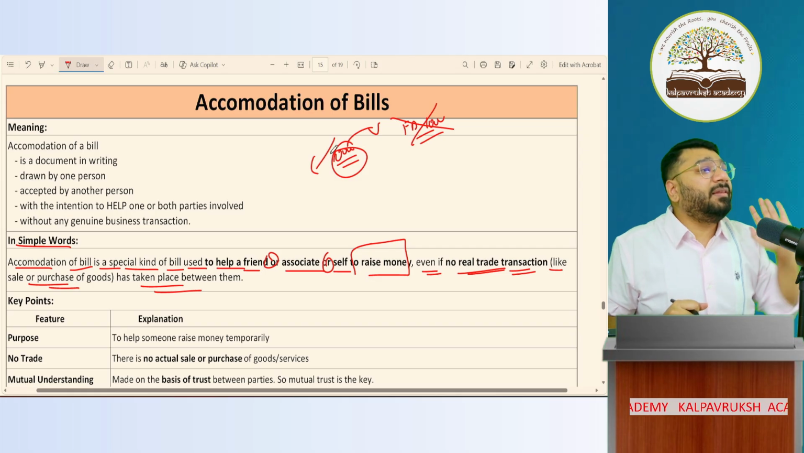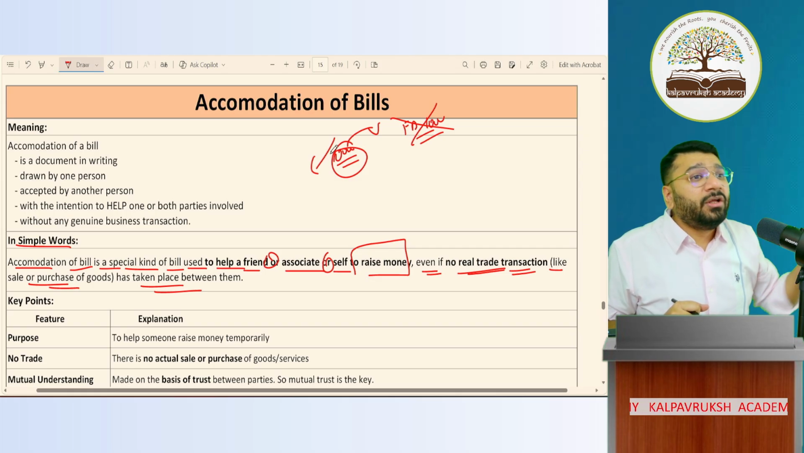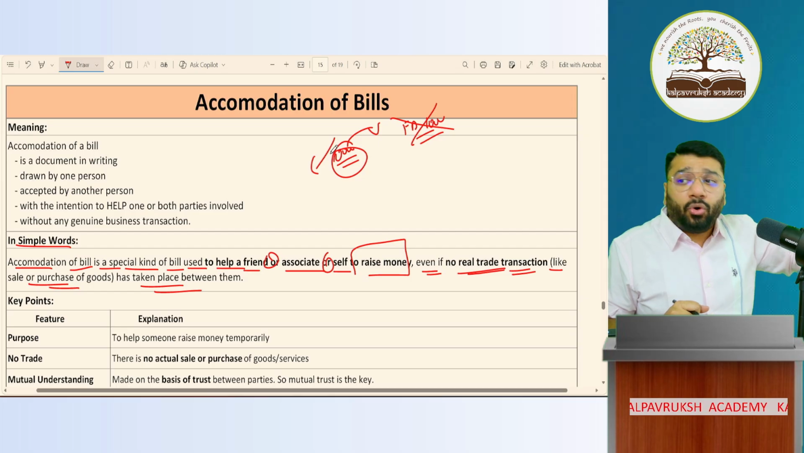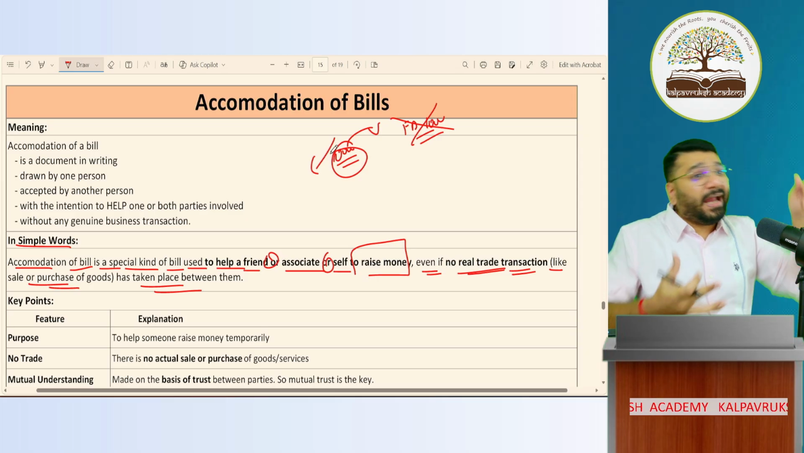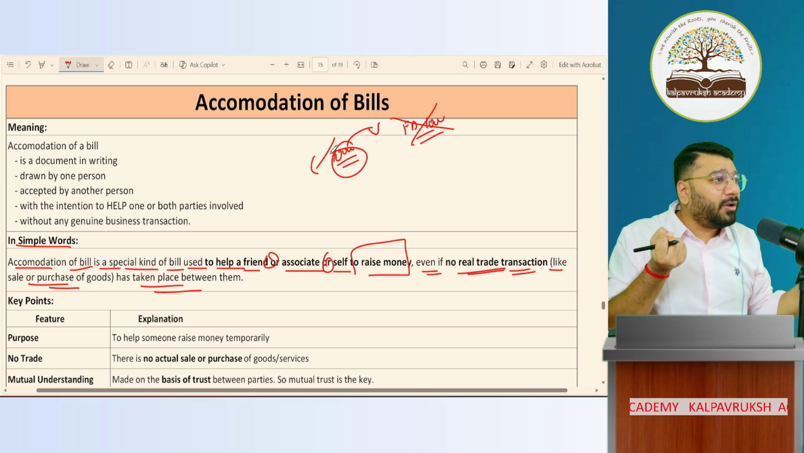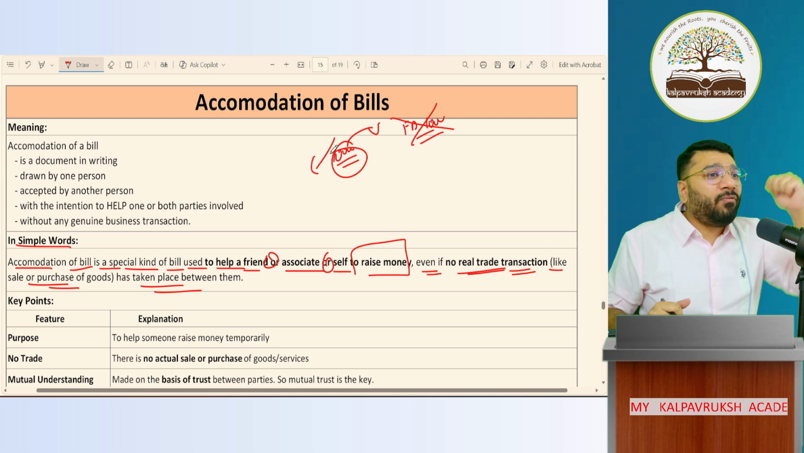So easily they will give the money. Got it, not got it? So even though there is no genuine business transaction, the banker will lend money with the confidence that he knows how to recover it back. Got it, not got it? If the banker cannot recover the money, what will the banker do?